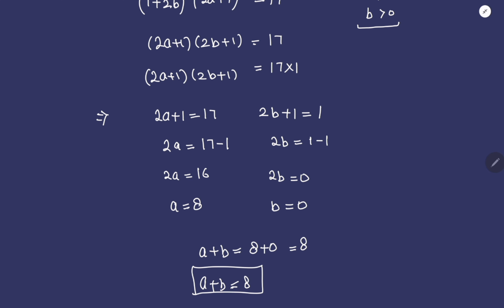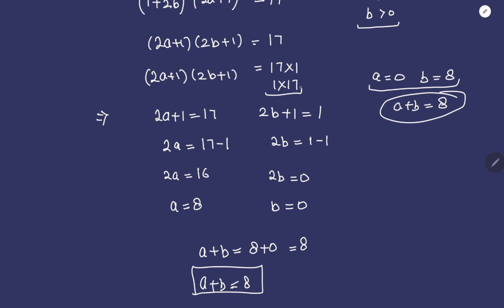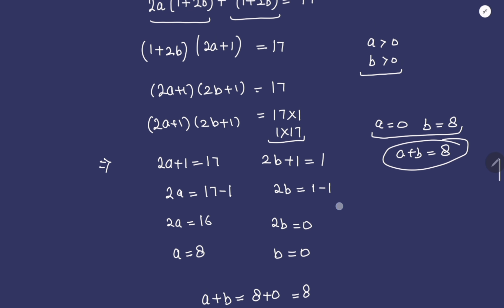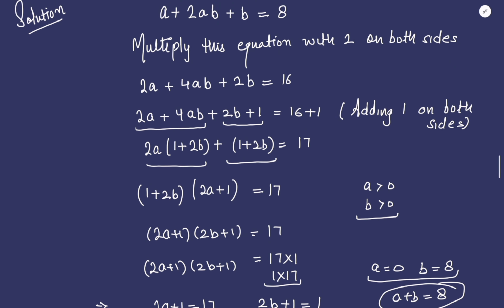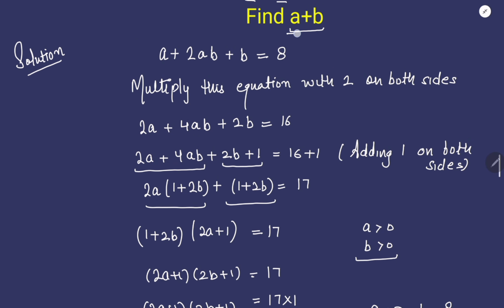If you would have taken 1 times 17, then you would have got a is 0 and b is 8, and then as well a plus b is equal to 8. So we can consider any of these cases and we will find this answer. Whenever you see that they are asking you to find the value of two variables but they are giving just one equation, always try to factorize.